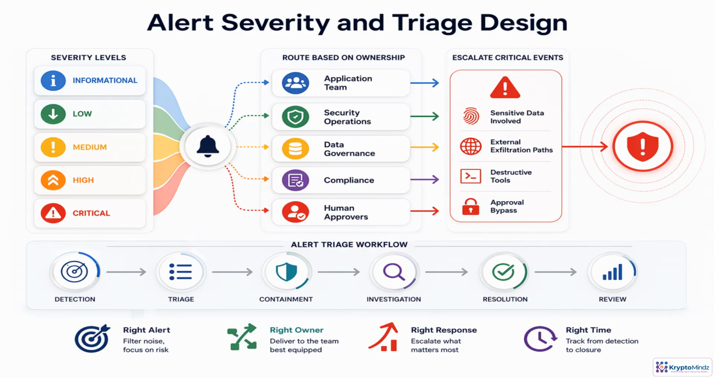Good alerting is less about volume and more about priority. Classify events from informational through critical, so routine signals do not interrupt people unnecessarily. Then route each alert to the owner who can act: the application team, SOC, data governance, compliance, or a human approver. Reserve critical severity for real operational risk, such as sensitive data exposure, external exfiltration, destructive tooling, or approval bypass. From there, track the alert through triage, containment, investigation, resolution, and review. The goal is simple: the right alert to the right owner at the right time.